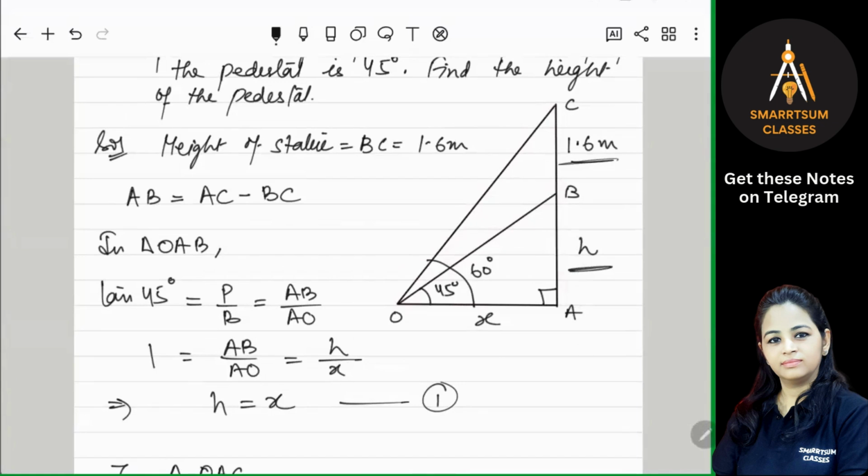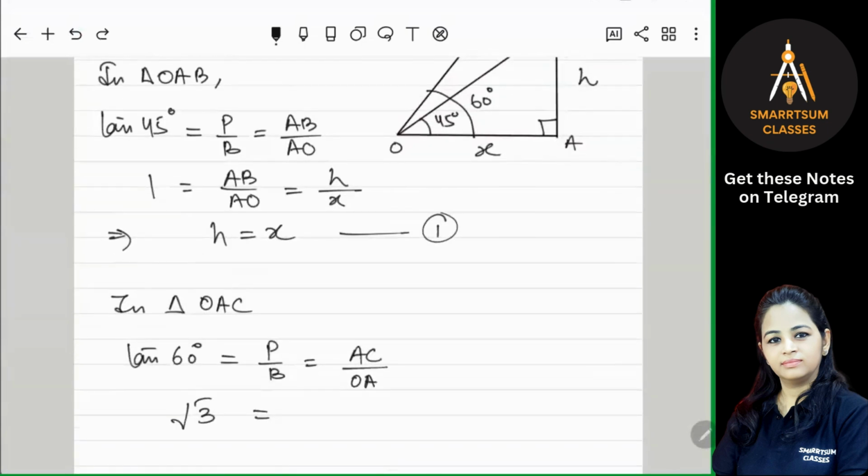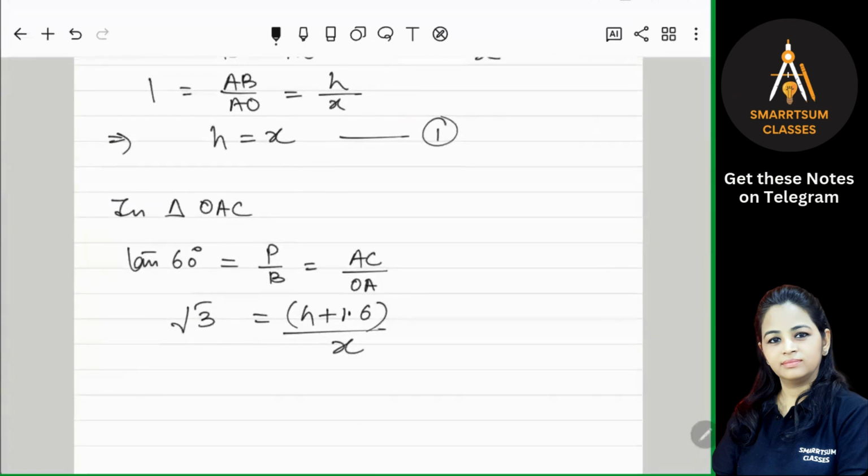This is H plus 1.6, right? Okay. So can I write it as H plus 1.6? This is AC. Okay. And OA is X, isn't it? Is that clear? So that means root 3x, or x root 3, is equal to H plus 1.6.